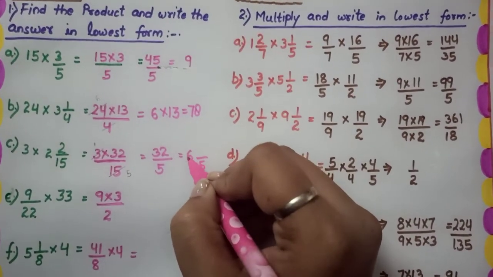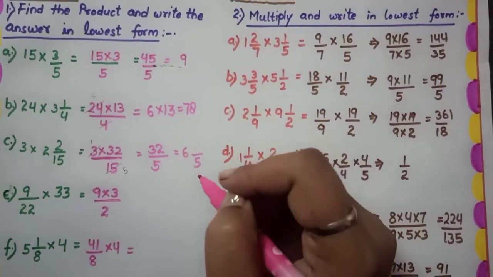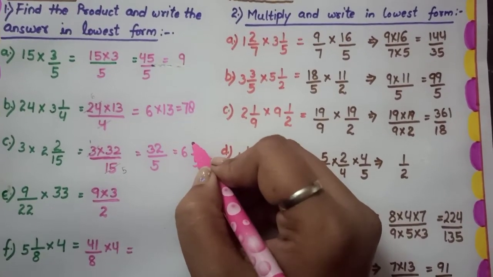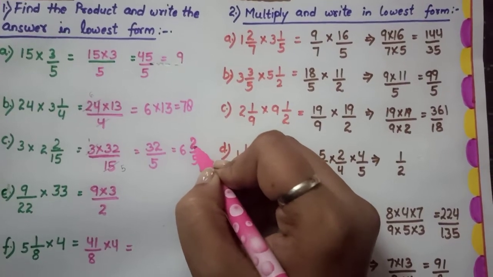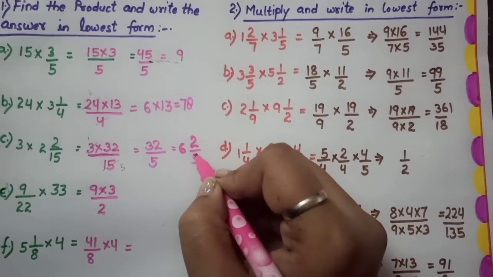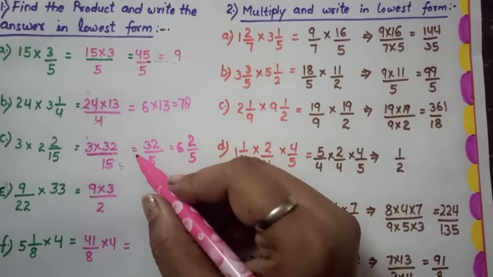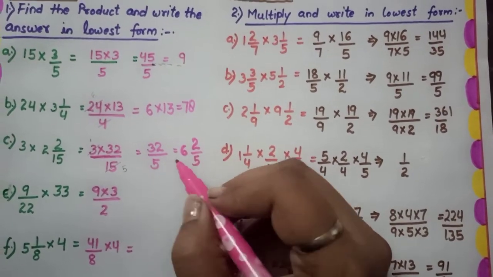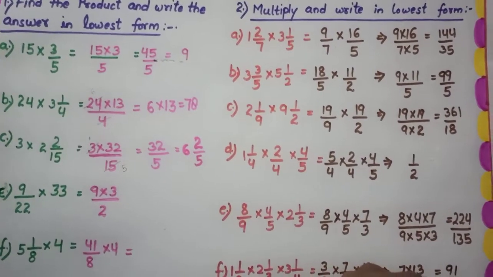5 6s are 30. Now only 2 more is left to make it 32. So we will write this 2 over here. This is how I have converted the answer that was in improper fraction to mixed fraction form.